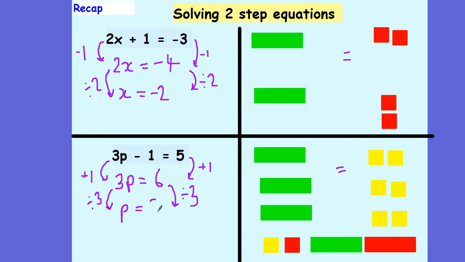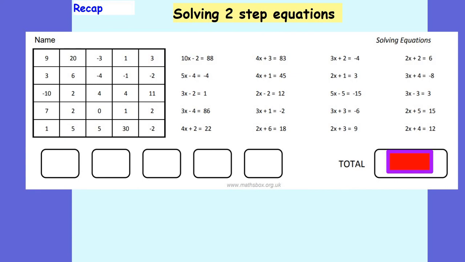P is worth 2. Over to you guys. In your rough books or on your mini whiteboards, whatever you have to hand, please pause the video for 10 minutes or so and solve each of these equations. The solutions are in the grid somewhere. So see if you can find your answers in the grid and solve those equations.